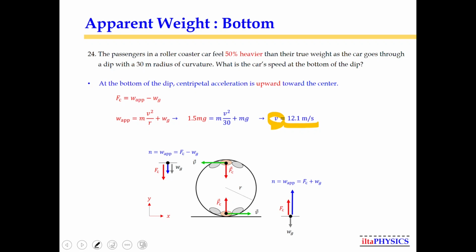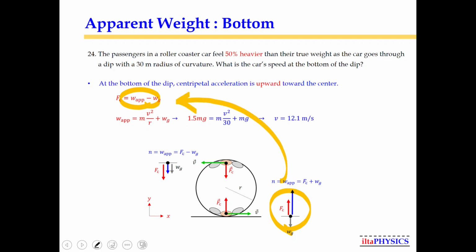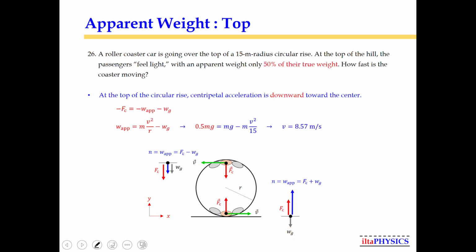If your conceptual understanding is solid, you can use the formula directly. But since problems can be modified, it's always good practice to draw the free body diagram on a coordinate system.